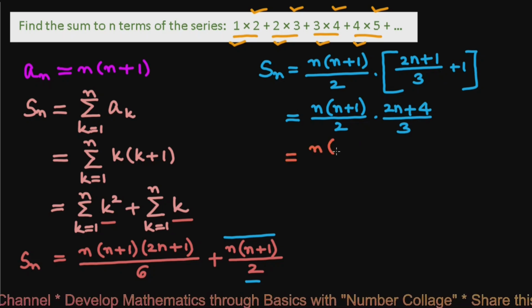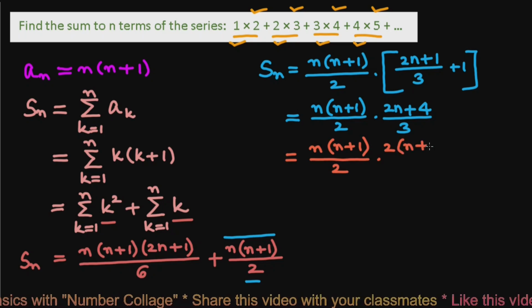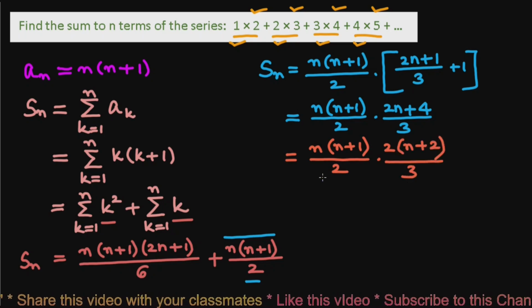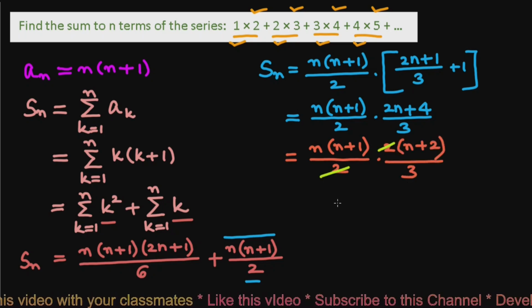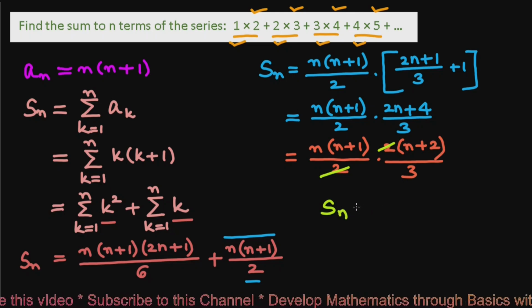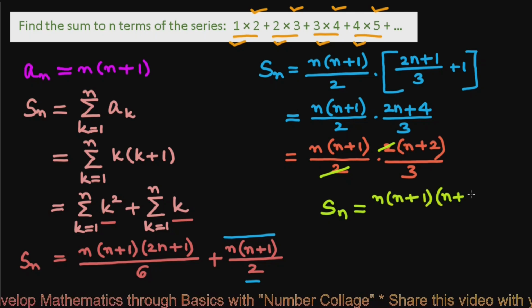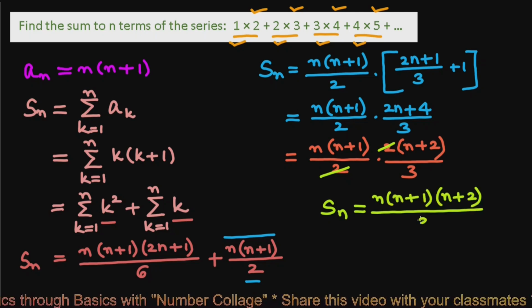This will be n into n plus 1 upon 2 into 2 times n plus 2 upon 3. This 2 cancels with this 2 and we get Sn, that is the sum of n terms of the given series, equals n into n plus 1 into n plus 2 upon 3.